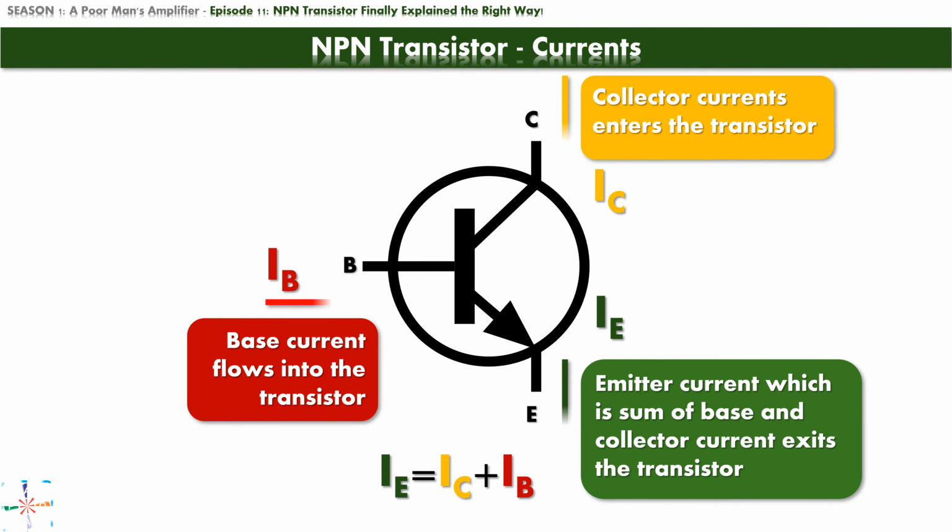Please note that we are using what is called the conventional or engineering direction of flow of current, from the positive to the negative terminal of the power source. Now, there is also a fourth current, called the base cutoff current, but we will get to that later in this video.